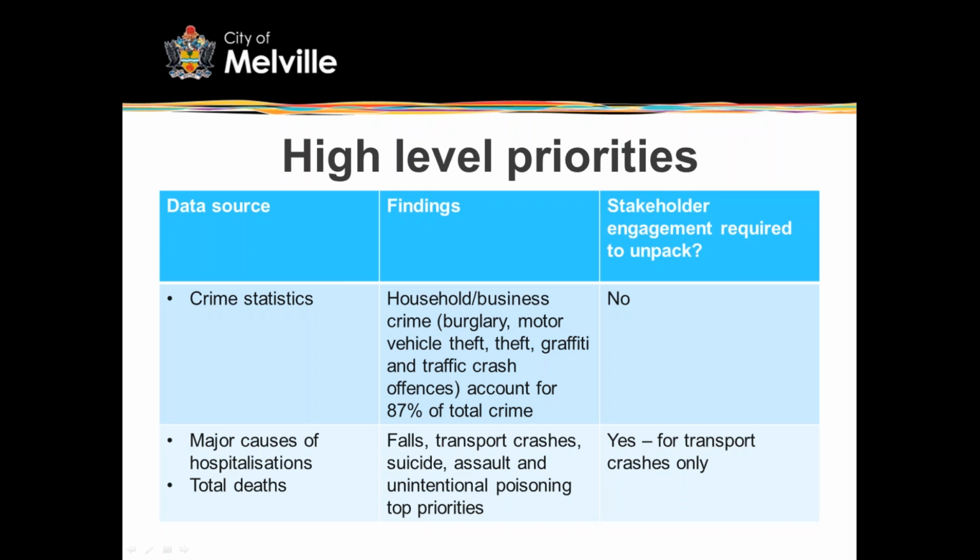So as you can see from the table, the crime statistics really told us enough information for us to be able to clearly identify priorities. So we didn't need to do any stakeholder engagement for that particular data source. For the priorities that came out of our major causes of hospitalisations and deaths, a lot of the data did tell us enough, but for the transport crashes priority, we needed to unpack that further. So we realised that we needed to do some stakeholder engagement on that priority.